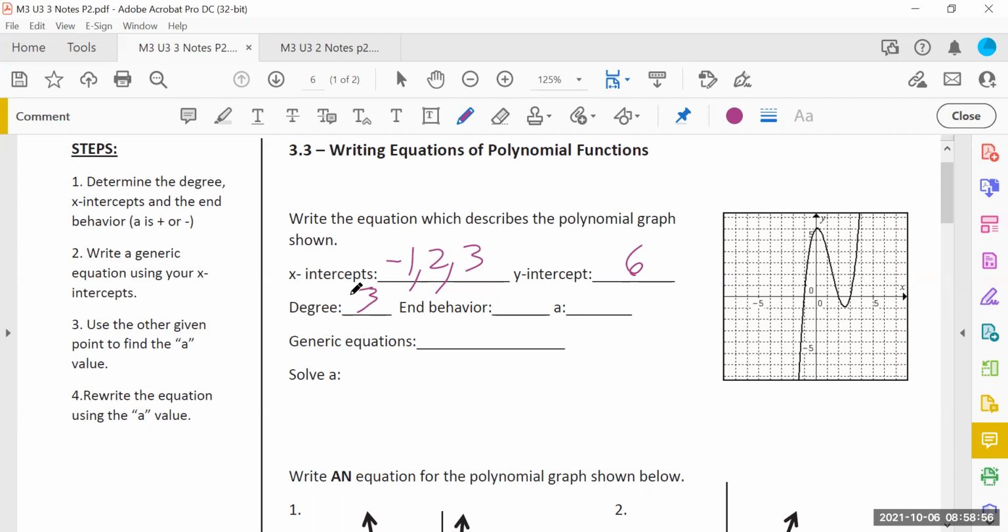End behavior. What's the end behavior of this graph? Low, high. Now, with that information, if it's a degree 3 and a low, high end behavior, would you expect its leading coefficient to be positive or negative? Is positive odd low, high, or is it negative odd? It's positive odd. So right here where it says A, we're going to start off by just saying it's going to be positive.